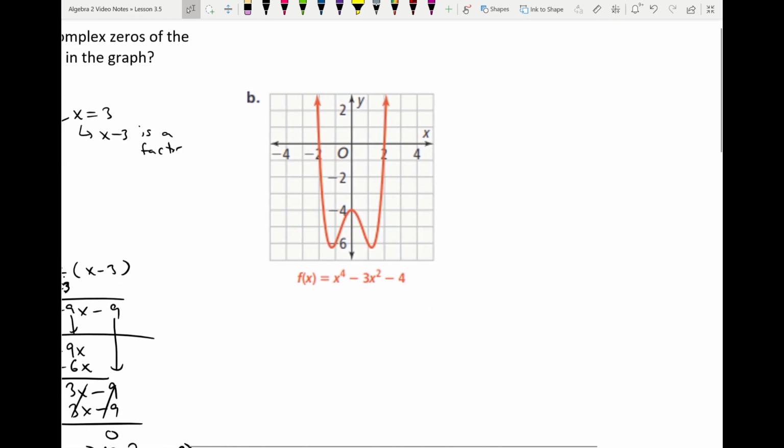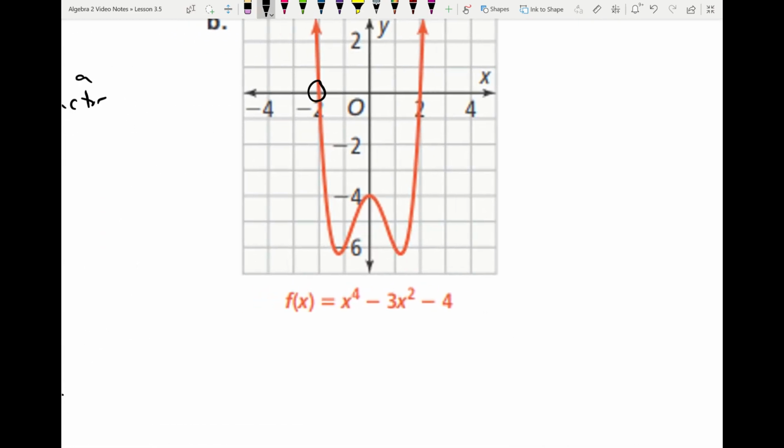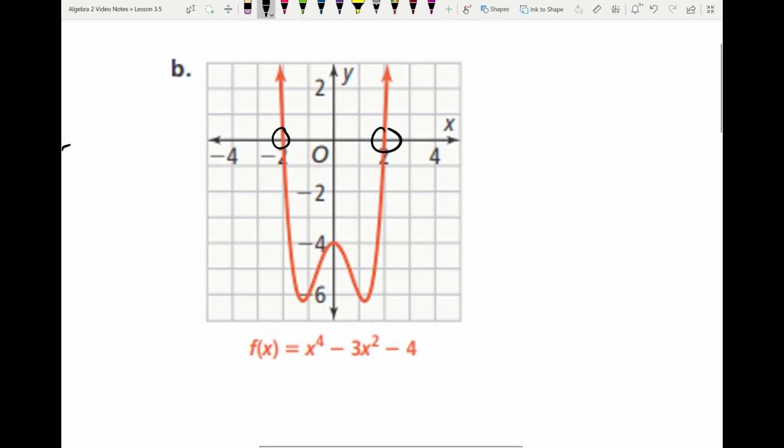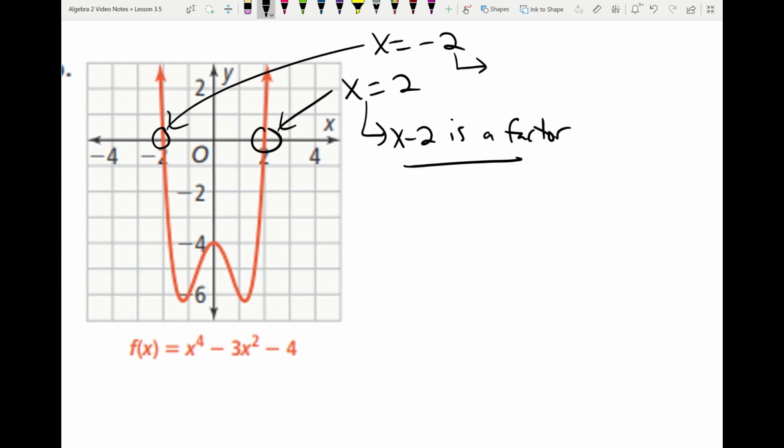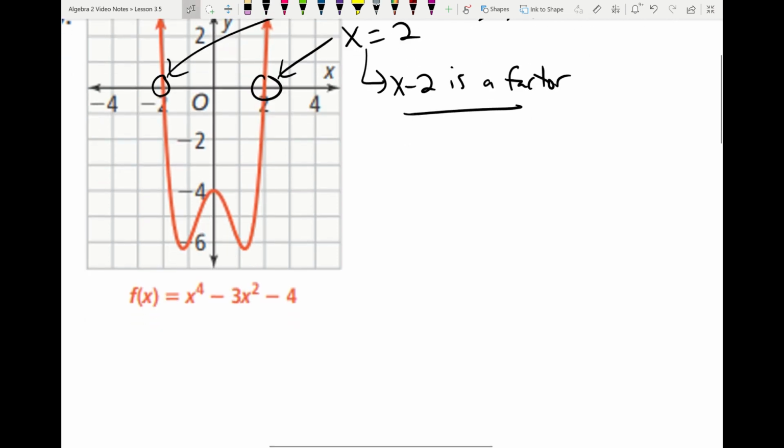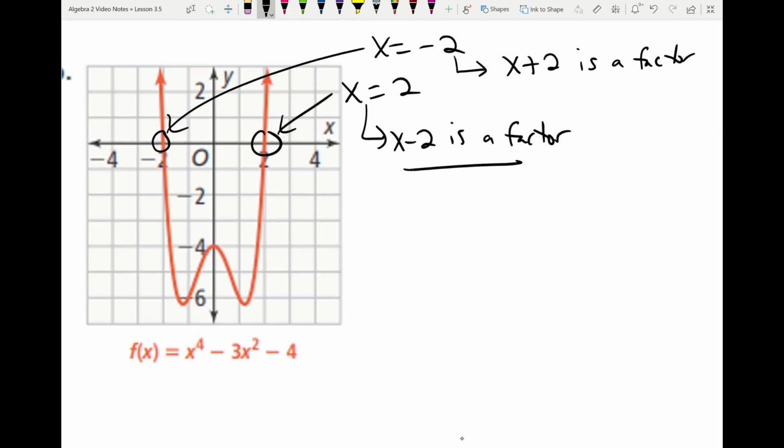All right, so now let's look at this one. Looks like we have two places where it crosses. So we have a 0 at x equals 2. We have another 0 at x equals negative 2. So if x equals 2 is one of our zeros, this means that x minus 2 is a factor. And if x equals negative 2 is a 0, then this means that x plus 2 is a factor. Notice that the signs are swapped there, right? So x plus 2 and x minus 2 are factors.